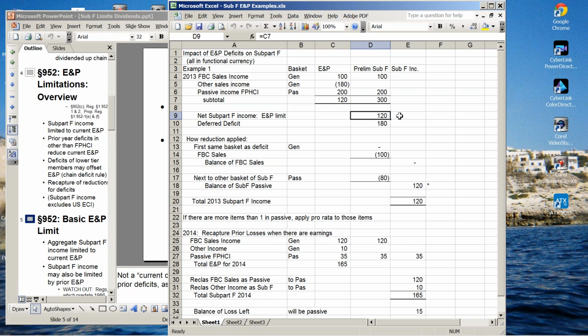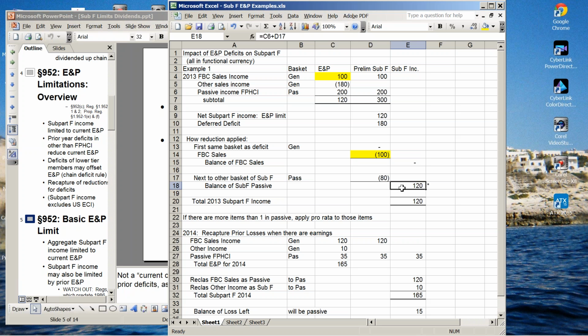Now we have to figure out what that 180 relates to. Well, 100 of our deficit was used to offset foreign-based company sales income. So these two offset one another. We had 180 of deficit. The ordering rule says first apply the deficit to the same category of Subpart F income. Then if there's more deficit that got used, apply it to other categories on a pro rata basis. So 100 of our deficit is allocated to foreign-based company sales income, and 80 is allocated to our other Subpart F income, in this case, foreign personal holding company income.